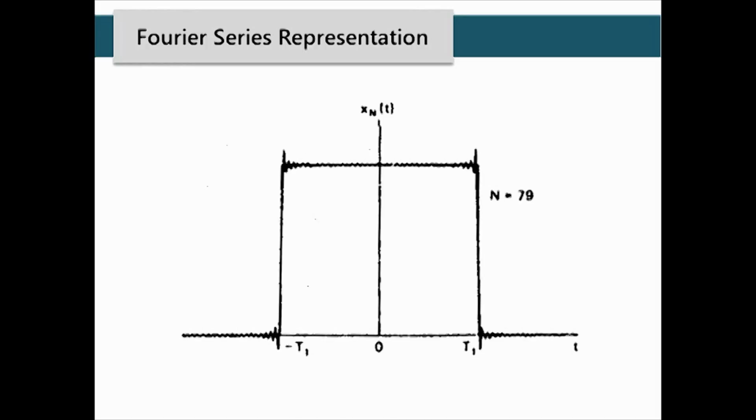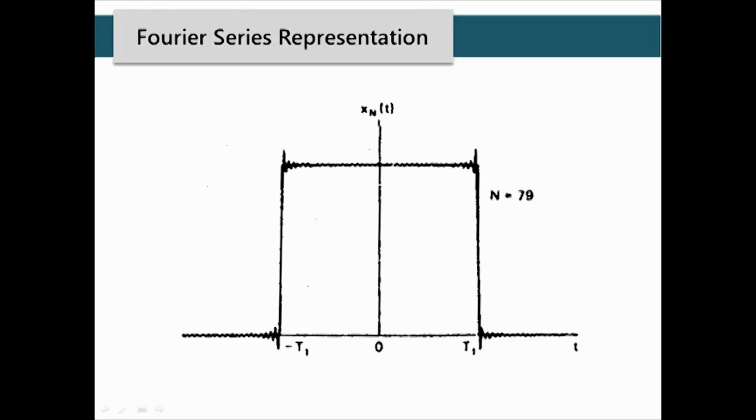Gibbs validated Michelson's findings, and he found that the partial sum in the vicinity of discontinuities actually exhibits ripples. The peak of these ripples does not decrease as N is increased. In fact, he observed that there is almost a 9% overshoot at these points of discontinuities.